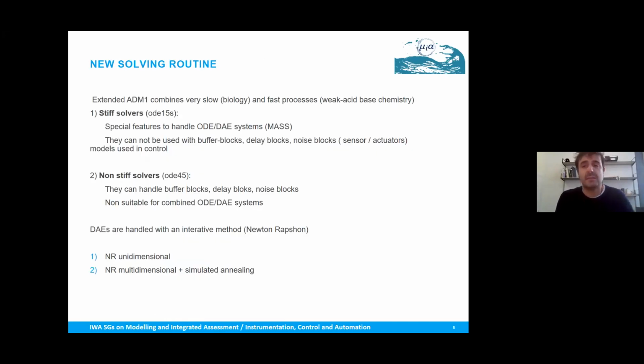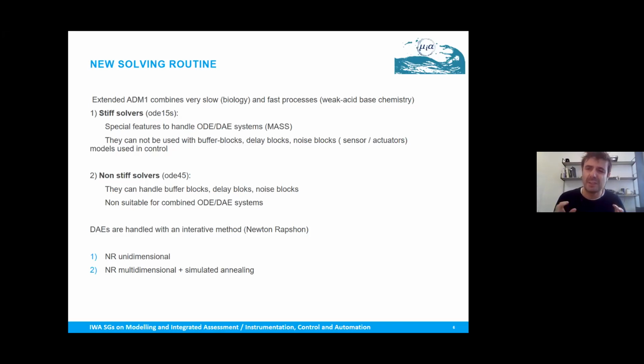And then we invested quite a lot of time on solvers as well, because the resulting model that we had was very stiff. We had very slow and very fast processes. For this type of system, you normally use stiff solvers. But as I mentioned at the beginning, we wanted a model that was also useful for control. And some of the blocks that we want to use for control, for example, buffers, delay blocks, noise. I mean, all the stiff solvers don't work that well.